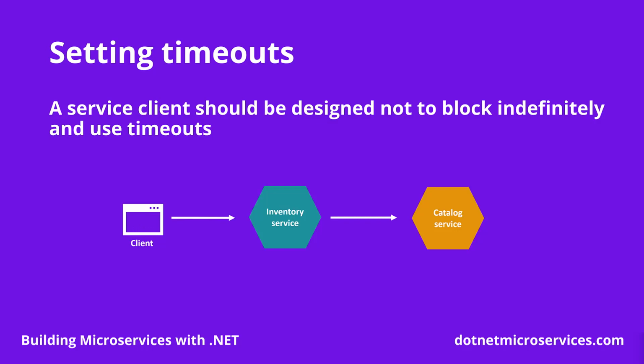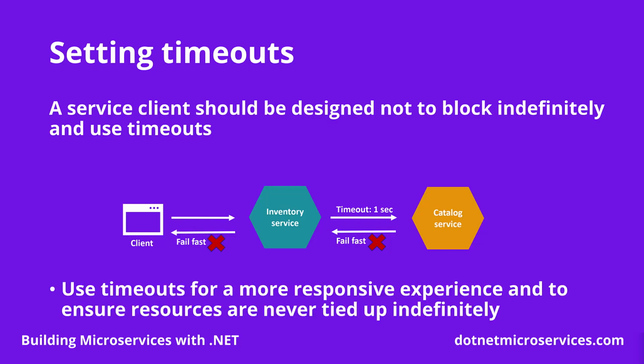Instead of this, you can set a timeout of, say, no more than 1 second, so that if catalog service takes more than that to respond, the request immediately fails, and the inventory service can in turn return the appropriate response to the client, even if it's a failure. This enables a more responsive experience and also ensures that resources are never tied up indefinitely.